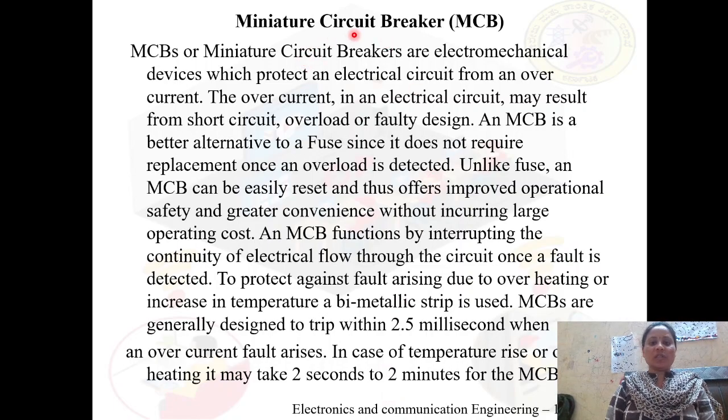Next one is miniature circuit breaker. This is another protective device. Whenever there is a flow of high current, the MCB will trip off and it opens the circuit, and hence it protects the appliances which are connected. Generally the MCBs will trip within 2.5 milliseconds when there is a flow of excess current.